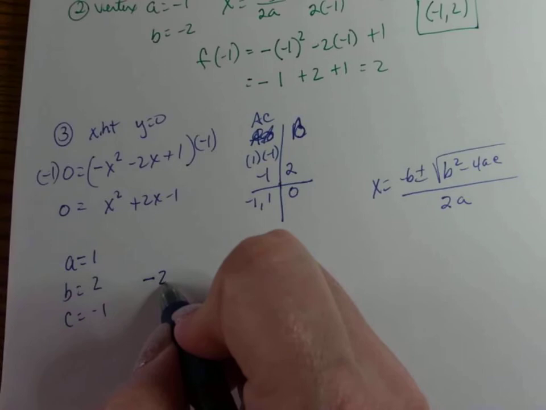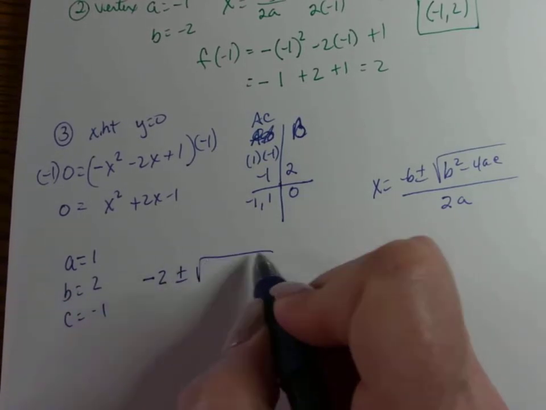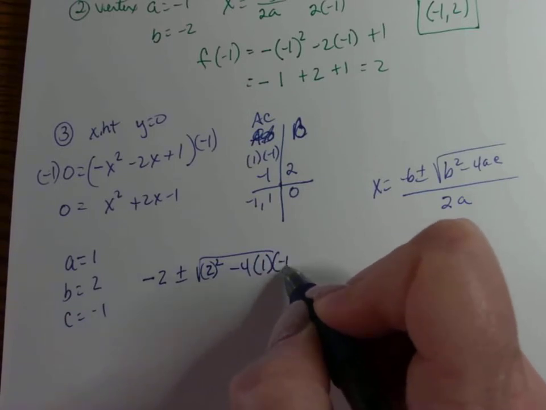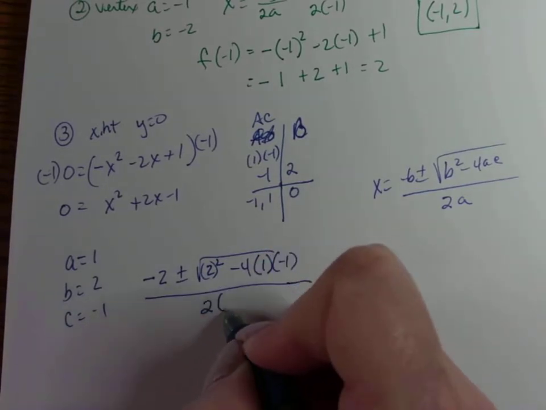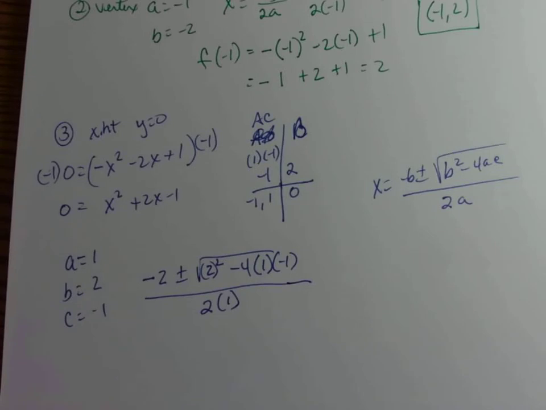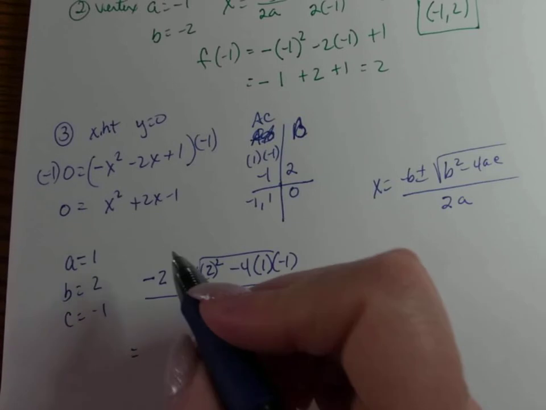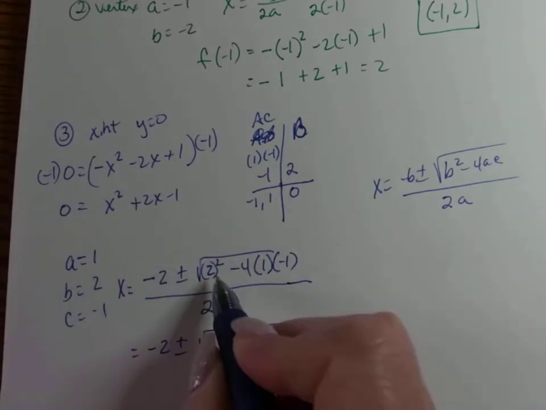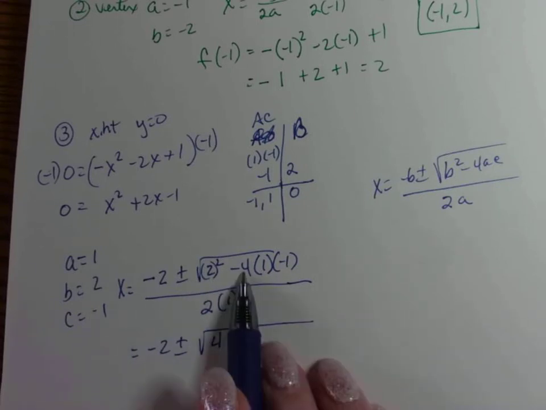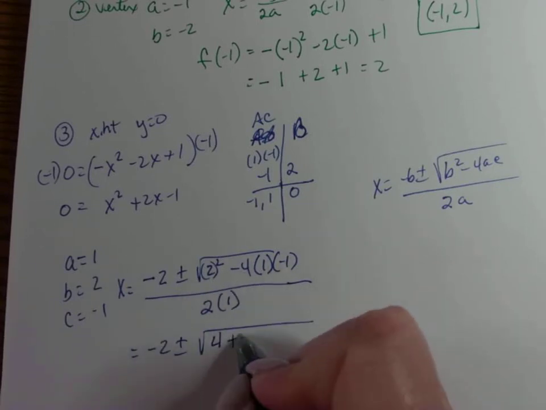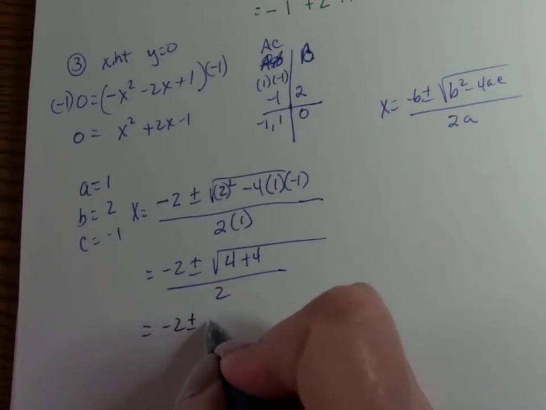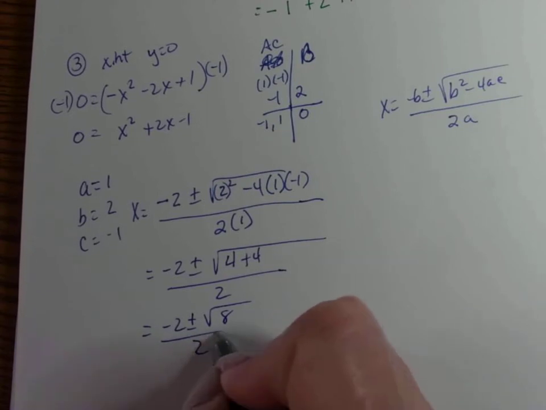All right, so we have -b, so -2 plus or minus the square root of b squared minus 4 times a times c all over 2 times a. And this is what our x will be equal to. So we have -2 plus or minus the square root. 2 squared is 4. -4 times 1 times -1 will be another +4, all over 2. So -2 plus or minus the square root of 8 over 2.